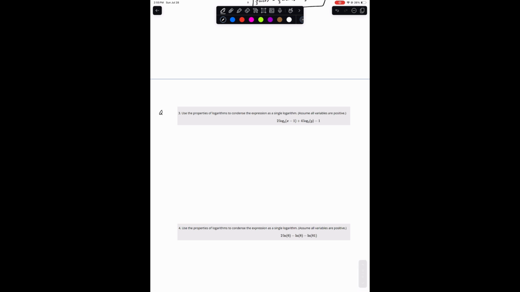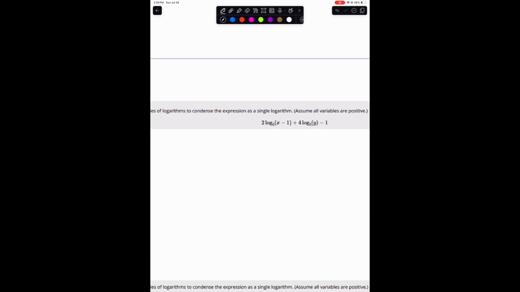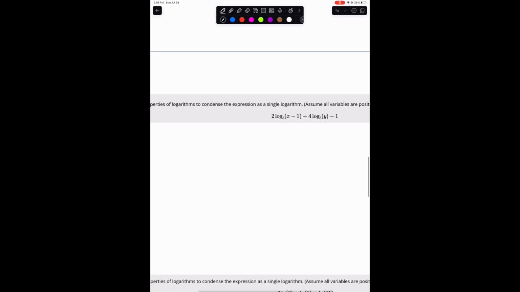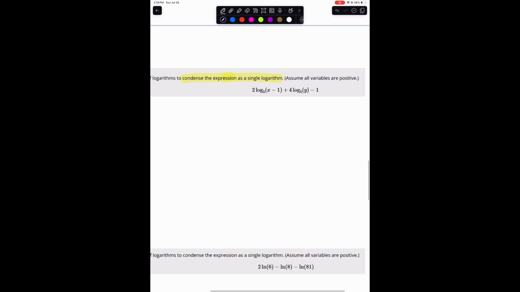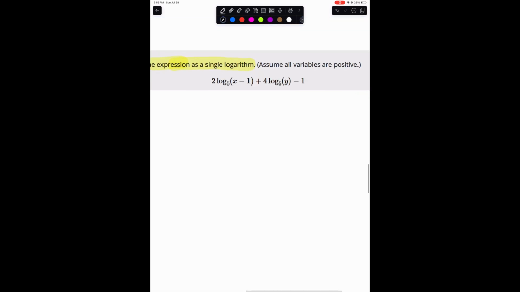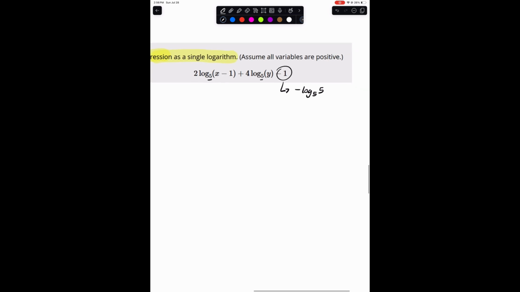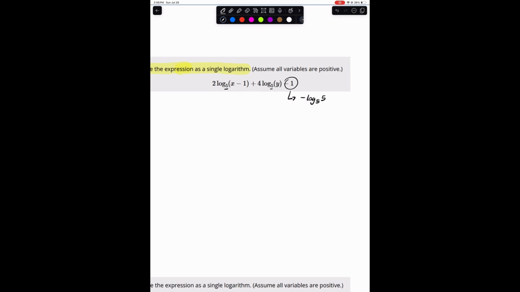All right, for question 5, instead of expanding out, we're combining in, okay? So we want to condense everything to one logarithm. So we look at this, right? So we have same base, so that's a good start. This minus 1, right? This is just minus log 5, okay? Because 5 power 1 is just 5.